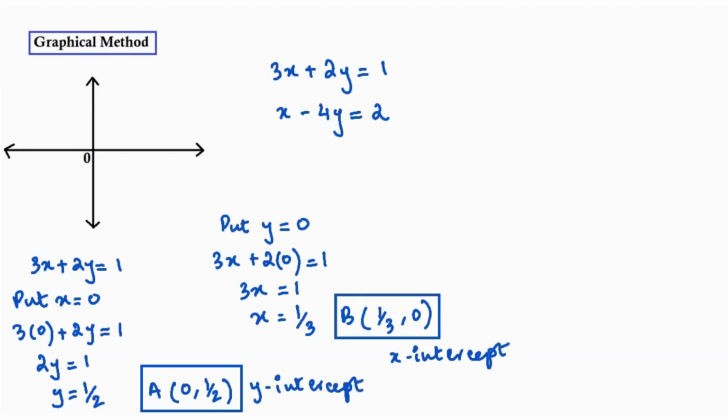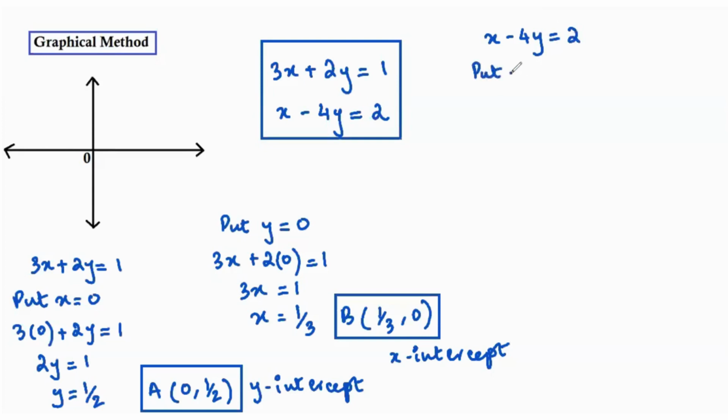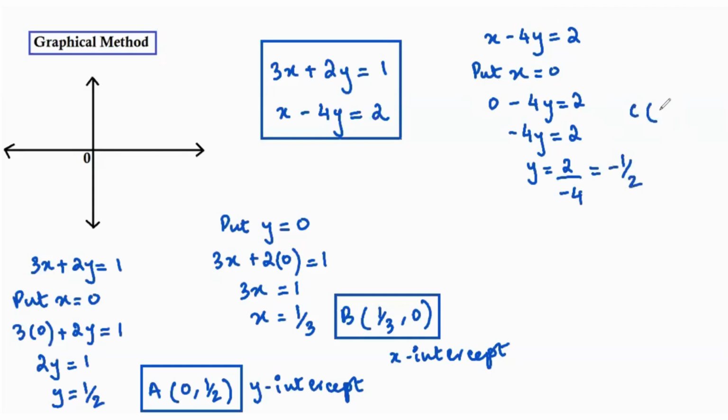Now we're going to repeat the same steps with our second equation. So x minus 4y equals 2. Put x equals 0. And that's going to give us 0 minus 4y equals 2. Negative 4y equals 2. And y is 2 over negative 4, which simplifies to negative 1 over 2. So coordinate C is going to be 0 and negative 1 over 2.